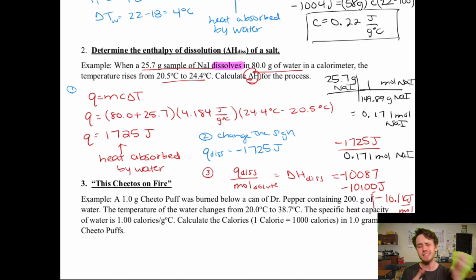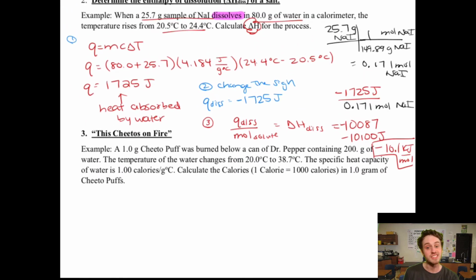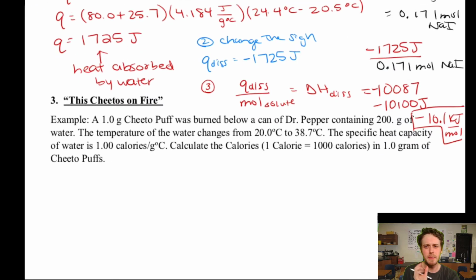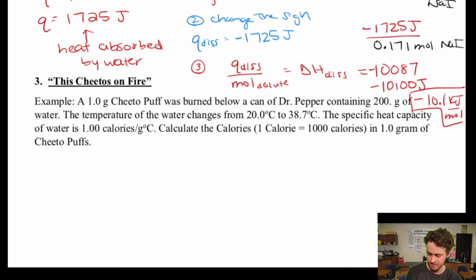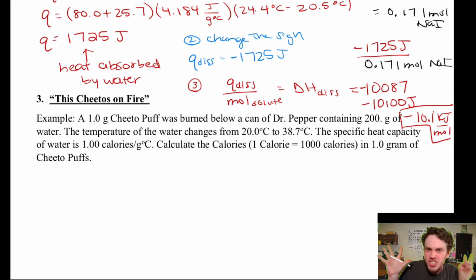Okay, so that is the second type, and that is the way that you need to do it on your Canvas assignment. So that's pretty much the most important part of this video in terms of getting your assignment done for this week. The last thing is this Cheetos on fire problem. I don't really want to go through this, so I'm going to leave it there for you. It's a little bit of an extra challenge. If you would like to do it and send it in to me, then I will take a look.